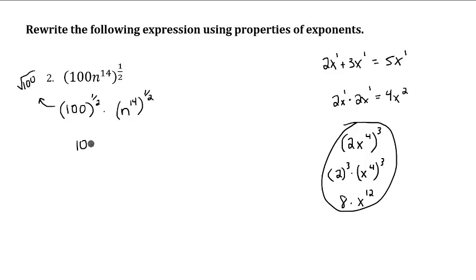So that's 10. And now I have n to the 14th power, and that's being raised to the 1/2 power. So back over to this example here, remember when we have a power raised to another power, we're going to multiply. So we're going to do 14 times 1/2, which is going to give me 7. So then I'm left with an n to the 7th power. So I have 10 times n to the 7th power.